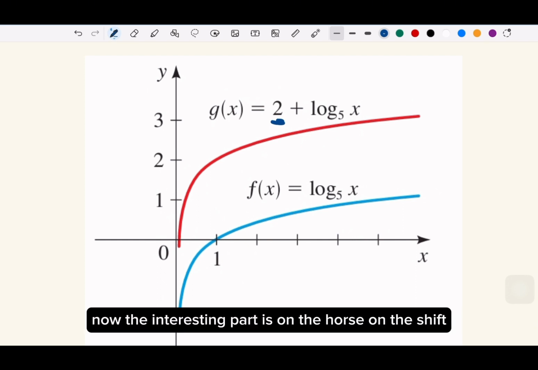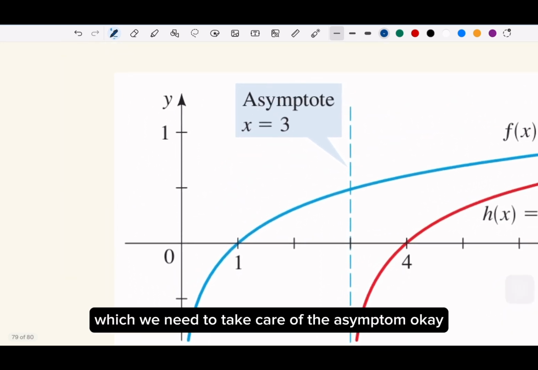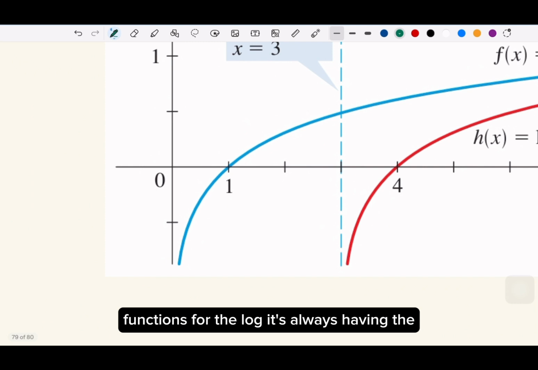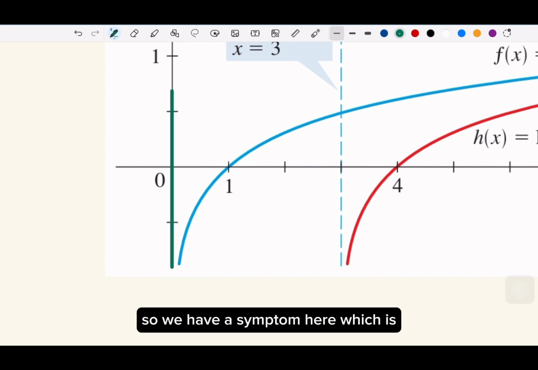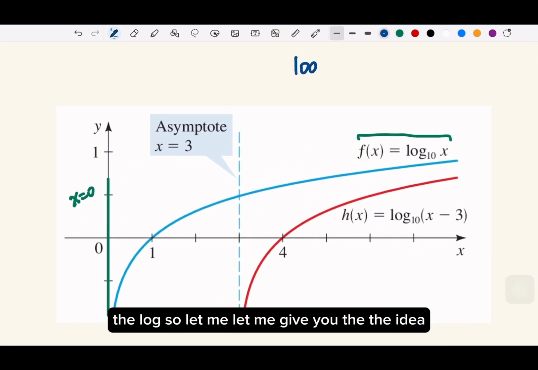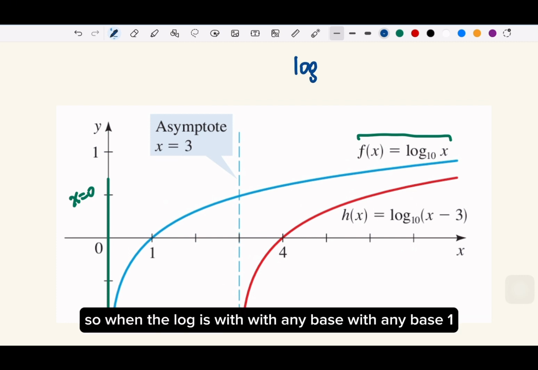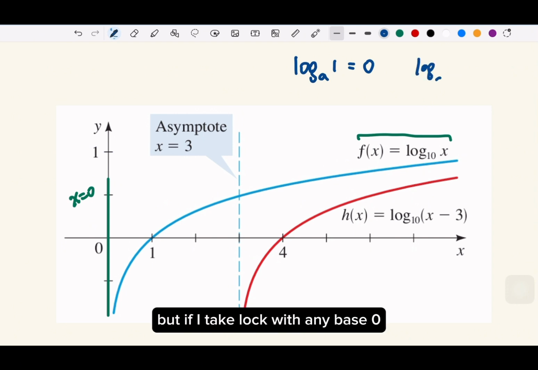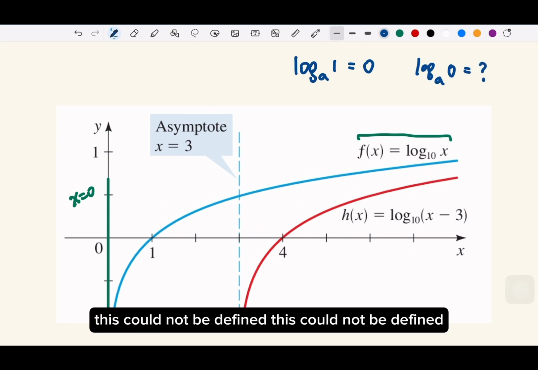Now the interesting part is the horizontal shift, where we need to take care of the asymptote. Remember that the original function for the log always has an asymptote here, which is x equals 0. Let me give you the idea. When the log is with any base of 1, this should be 0. But if I take the log of 0 with any base, this could not be defined.